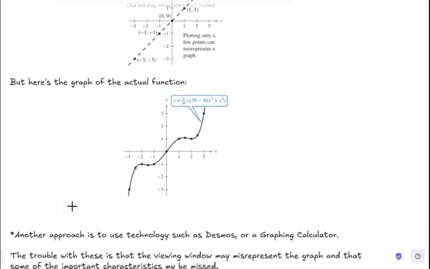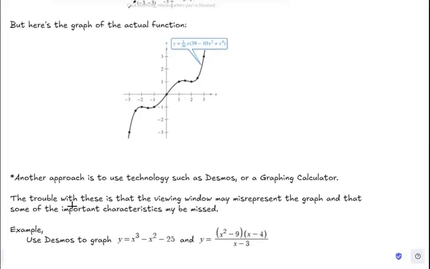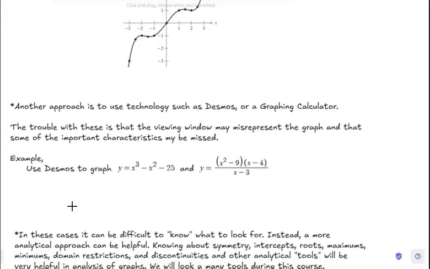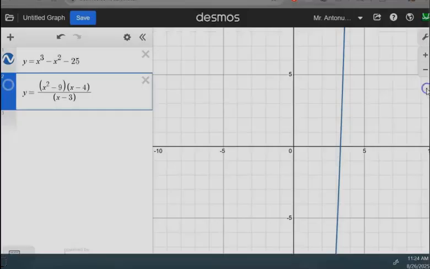So another approach is to use technology such as Desmos or a graphing calculator, and I'll be modeling things with Desmos. Again, there is a downside to these, is that the viewing window that you have may misrepresent the graph and some important characteristics may be missed. So we want to graph these two equations using Desmos. Let me pull that up.